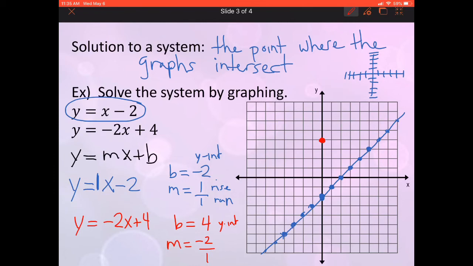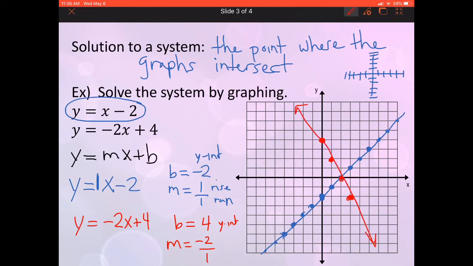Now this time, my rise is negative 2. So down 2, right 1. Down 2, right 1. And all of a sudden, notice they intersect. I can keep going if I want, but as soon as they intersect, go ahead and draw your line.